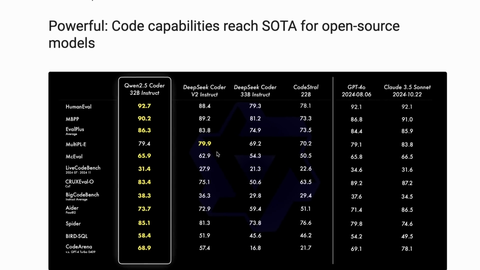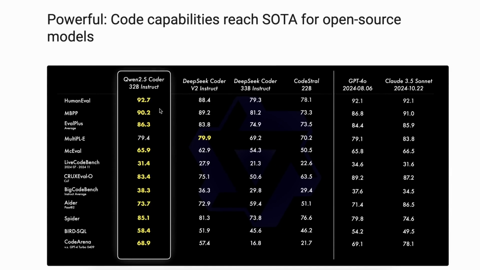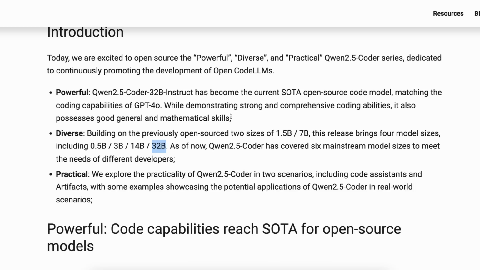I'll be mainly talking about the 32B size. So, the 32B size model is apparently better than GPT-4o and very similar to Claude 3.5 Sonnet, at least in a lot of benchmarks, which is just insane. They say it has become the current state-of-the-art open-source code model, matching the coding capabilities of GPT-4o. While demonstrating strong and comprehensive coding abilities, it also possesses good general and mathematical skills.